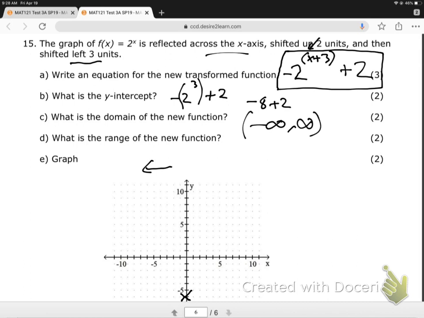If I've moved this up 2, I am going to move the x-axis, which was the original horizontal asymptote, up 2. Okay? Now, the y-intercept is negative 6. If you're being clever, you could find out what the x-intercept is by setting the whole equation equal to 0.